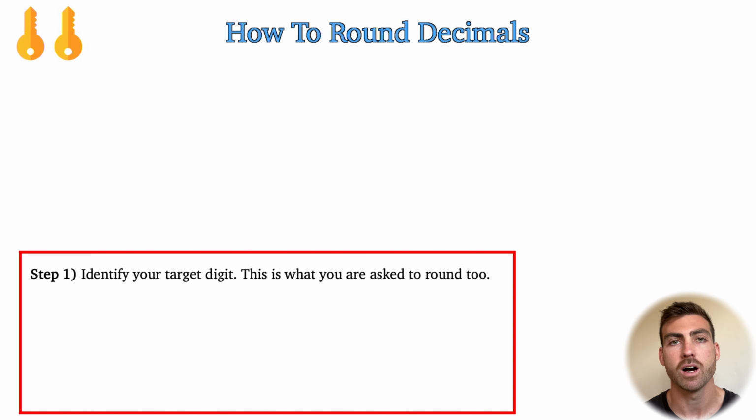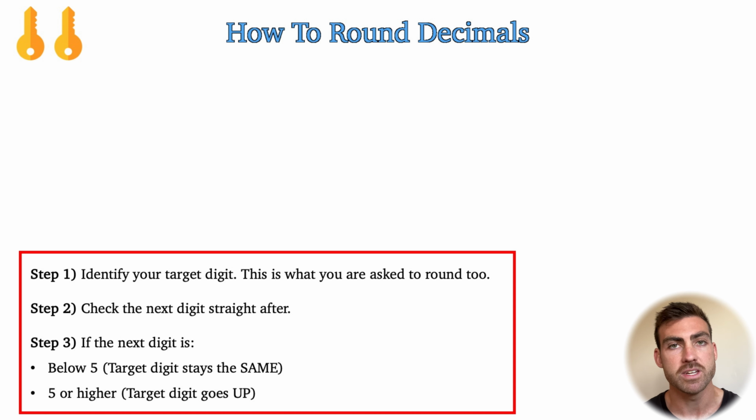Step 1, identify your target digit. This is the digit you're asked to round to. Step 2, check the digit straight after. Step 3, if the next digit is below 5, the target digit stays the same. If it is 5 or higher, the target digit goes up.